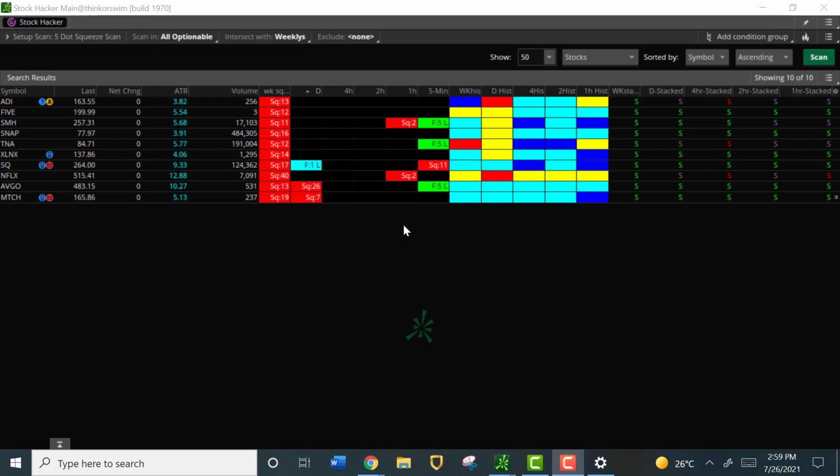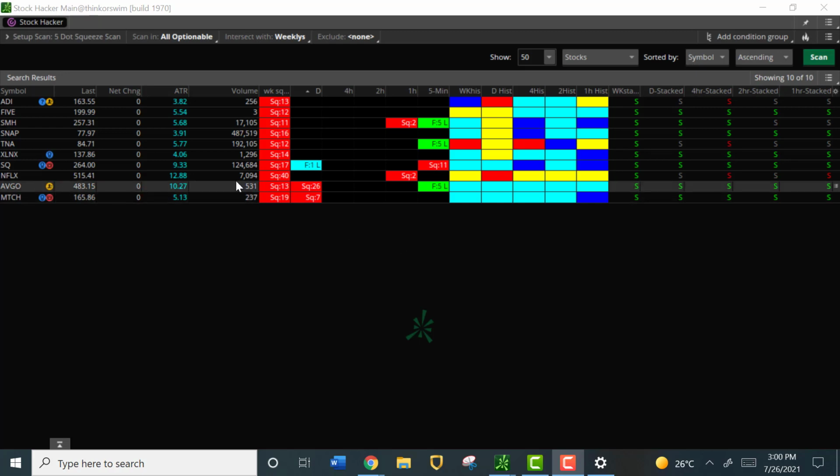During pre-market, I run a 5-dot squeeze scan to identify tickers that are in a squeeze. I run this scan on the weekly and the daily, and I use this information to determine what tickers I'm going to be interested in for the day. I just ran it on the weekly, and I have a snapshot of the information that I'm looking for, and I look at this information here before I go and confirm it on the chart.